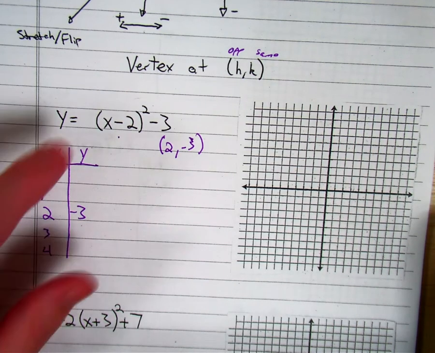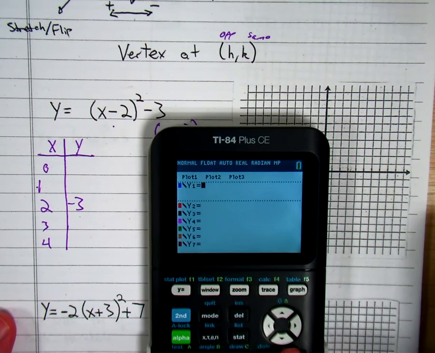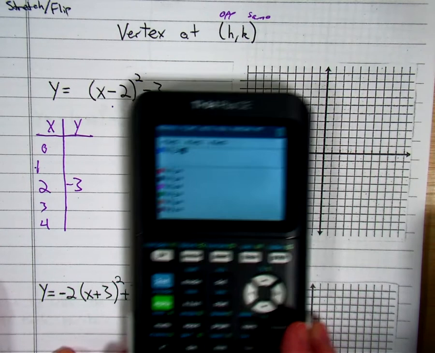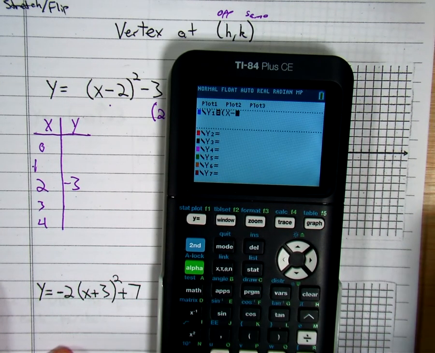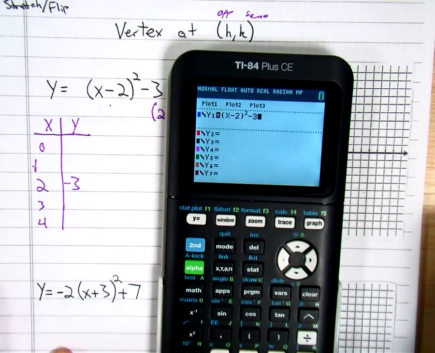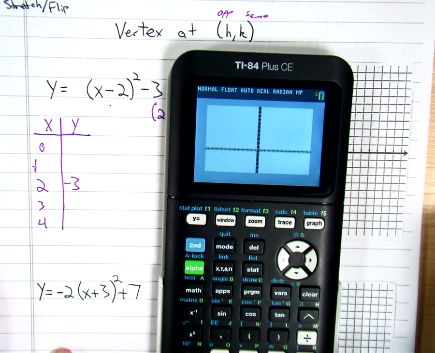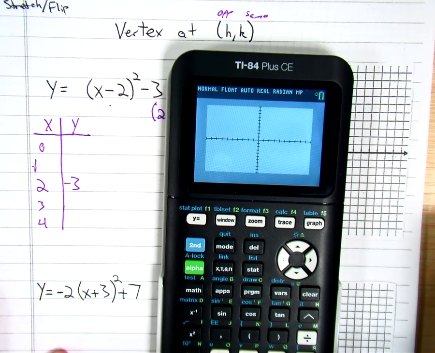You can type this into your calculator and use the table there to help you graph it. Make sure we're careful with those parentheses. Parentheses, x minus 2, parentheses squared, minus 3. Make sure it looks pretty much exactly like that. Oops, my graph's not in the right spot. Remember what to do if your graph's not in the right window. Zoom standard. Zoom 6. All right, there it is.